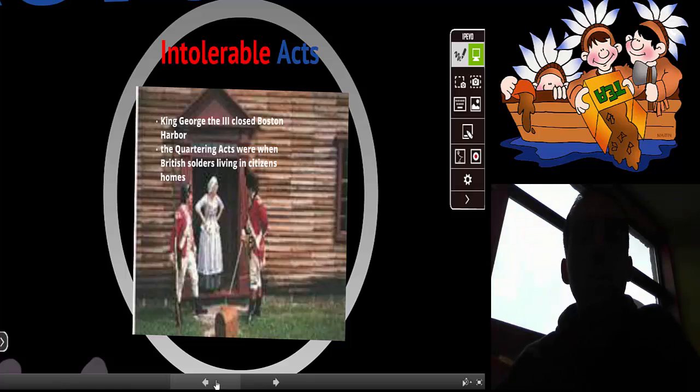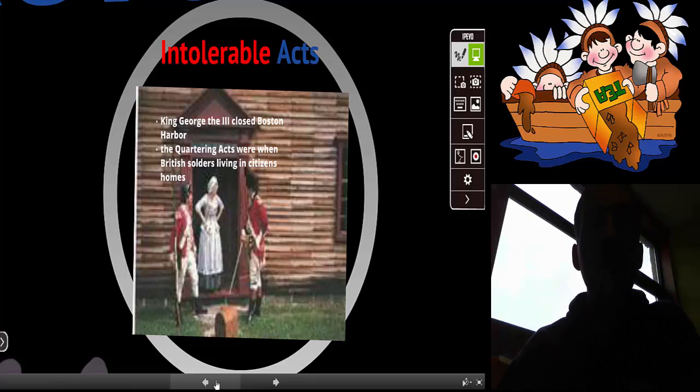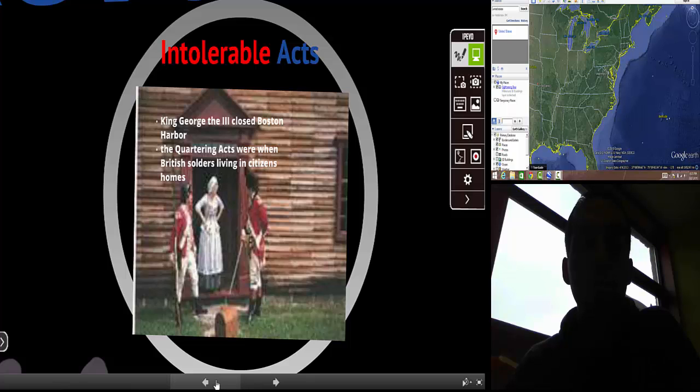They also enacted the Quartering Acts, where the British soldiers would come in and live in the homes of the colonists. And there was nothing the colonists could do about it. They would come in, they would have to cook for the soldiers, they'd have to wash their clothes, they'd have to put up with them doing whatever they wanted to. Often the soldiers were rude, to say the least, to the colonists that they were staying with. So they were not happy about this.